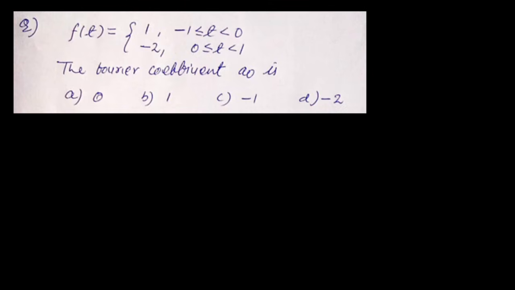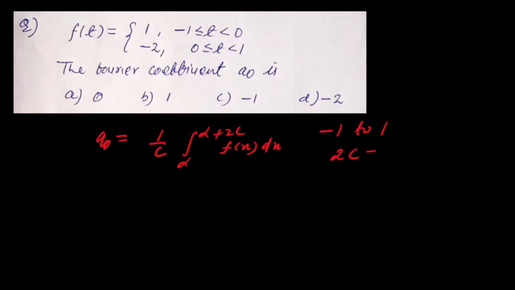So how to solve this? This is question number 7. Okay. So to solve this, we have to calculate a naught. What is the formula for a naught? The formula for a naught is 1 by c, integral from alpha to alpha plus 2c of f(x) dx. This is the general result. Here the interval is minus 1 to 1. So the length of the interval, that is 2c, is equal to 1 minus minus 1, that is equal to 2. So this gives you c is equal to 1.